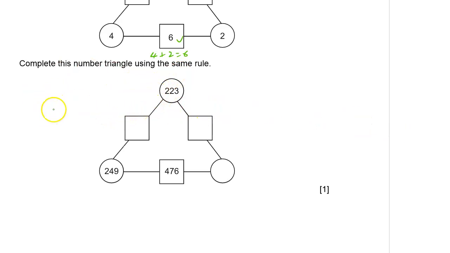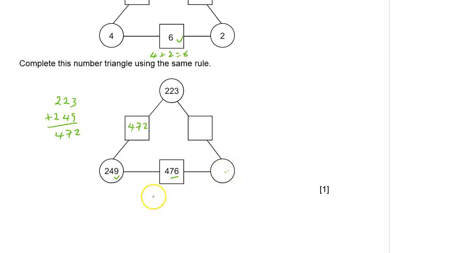And therefore, we should add 223 and 249. And when we do that, we'll get 472. So right here we have 472. On the other side, this is the central number, the number that is gotten by adding this number and this number which is missing here. Let's now find this number here.